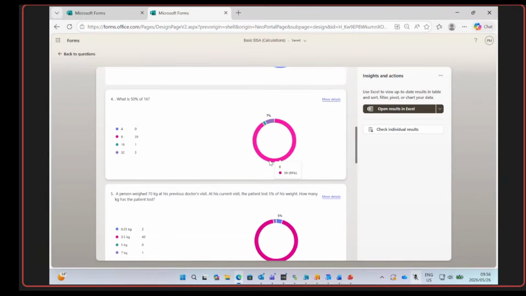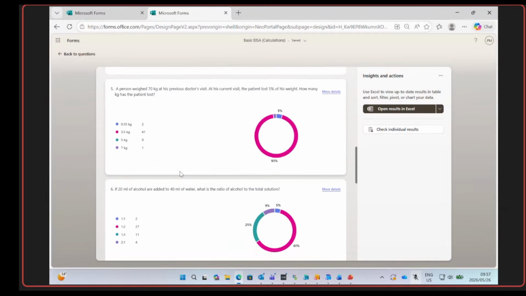So the options were 4, which nobody selected. 8, 39 of you selected that. 16, one person selected, and 32, 3 selected. 50% of 16 is 8. 50 divided by 100 times 16. All right. So 91% of you got that correct. Okay. Question number 5.